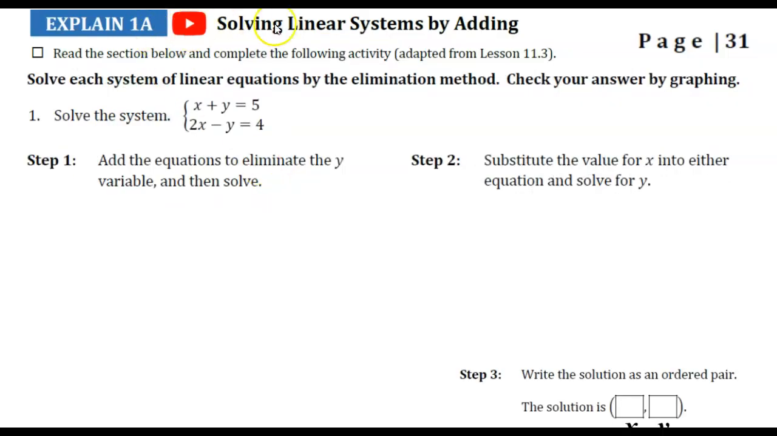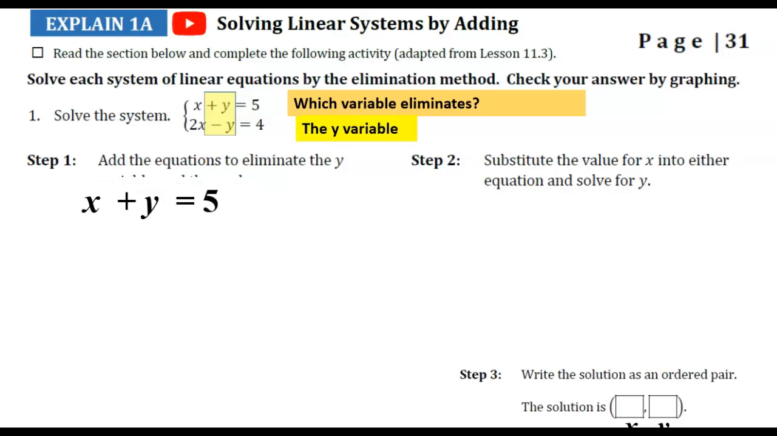All right. So here we have Explain 1A, solving linear systems by adding. The first step is we're given a system of 2 equations, and we're going to be asked to add. So let's first take a moment to see which variable we think might eliminate. Do you think it might be the x's or the y's?